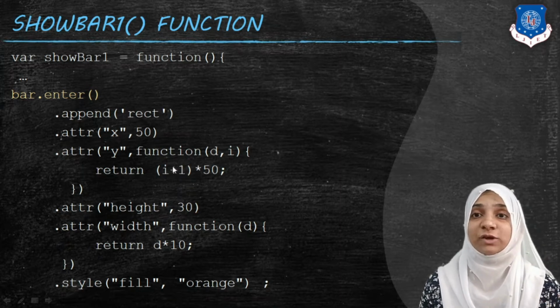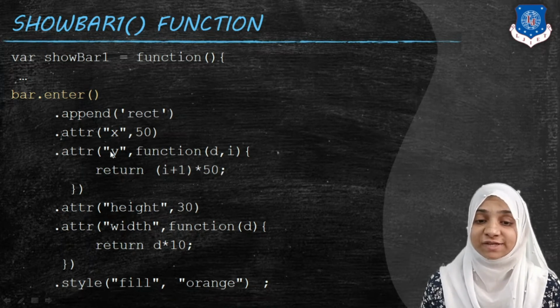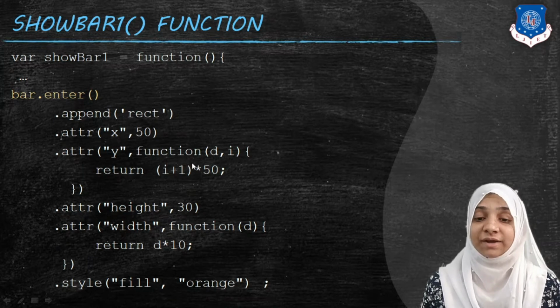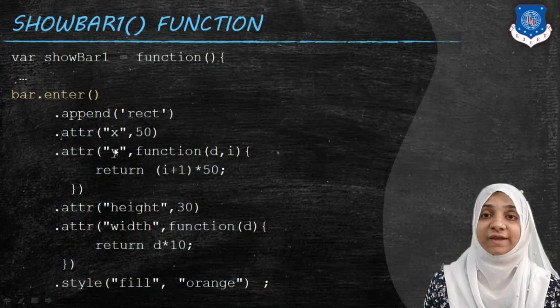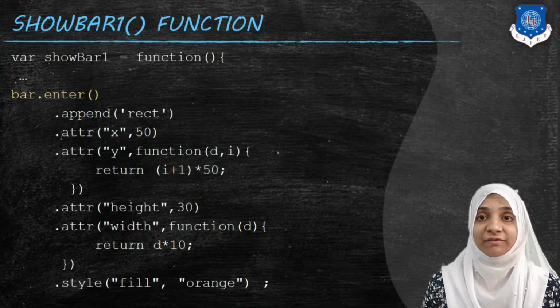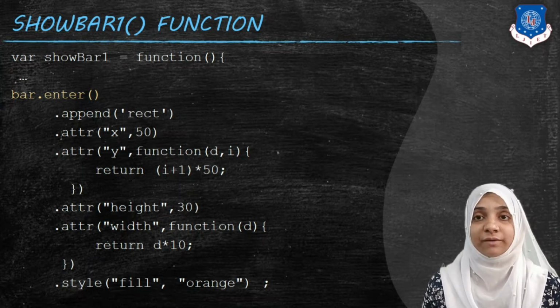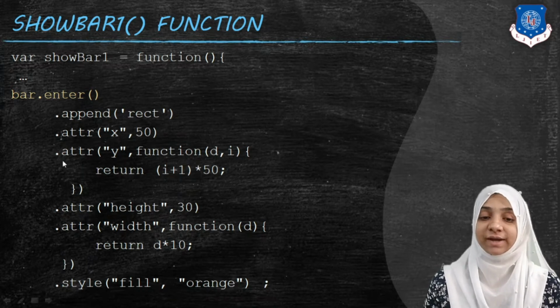So 0 plus 1 will be 1, which is multiplied by 50. So for the very first element, the y coordinate will be 50. Similarly for the second element, the index will be 1. So 1 plus 1 will be 2, and 2 multiplied by 50 will be 100. So for the second element or second rectangle, the y coordinate will be 100. And for the third element it would be 150, for the fourth element it would be 200, and so on. Y coordinates will be set for each and every rectangle.